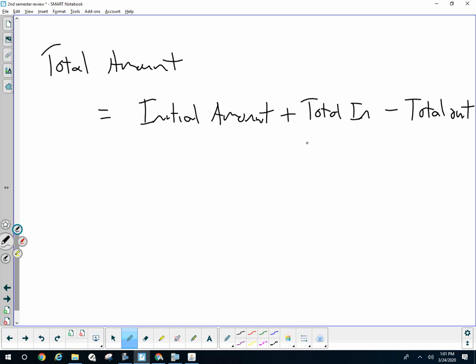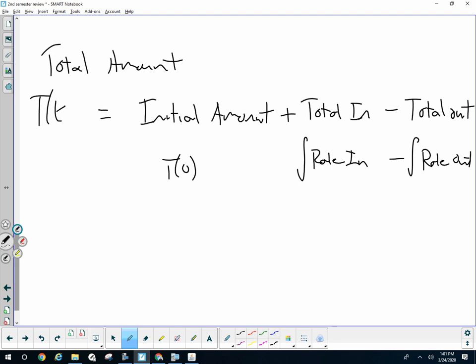Well, total in is an integral of my rate in, and the total out is the integral of my rate out. The initial amount typically is like my total at time 0, and this is equal to my total amount at a certain time. And you'd go from 0 to t and 0 to t.